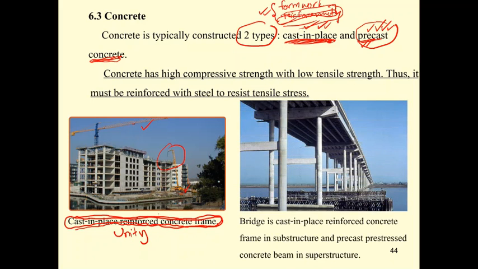Okay, for the precast structure, this one is an example of the mix between the cast in place reinforced concrete and the precast pre-stressed concrete beam. While you construct the substructure, this portion of this bridge, we call this the substructure. When you build the substructure, at the same time you may build the superstructure.